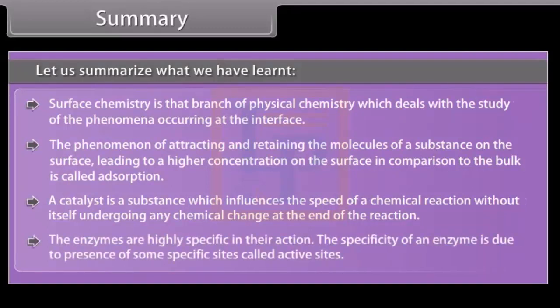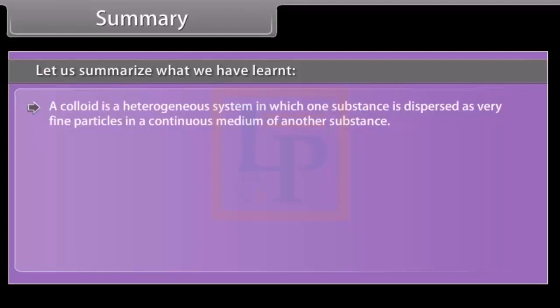The enzymes are highly specific in their action. The specificity of an enzyme is due to presence of some specific sites called active sites. A colloid is a heterogeneous system in which one substance is dispersed as very fine particles in a continuous medium of another substance.